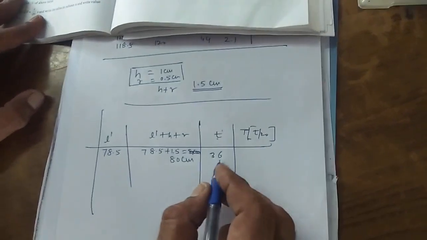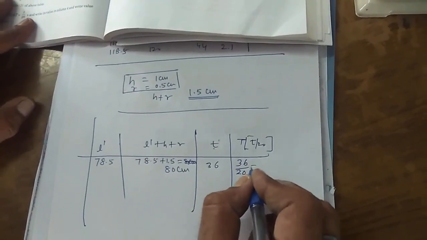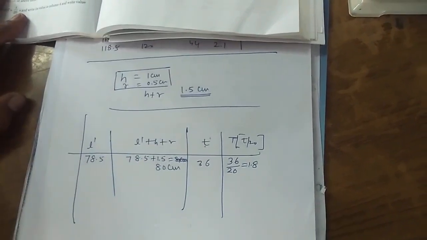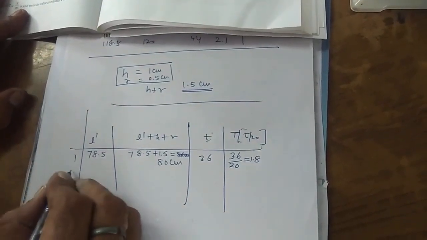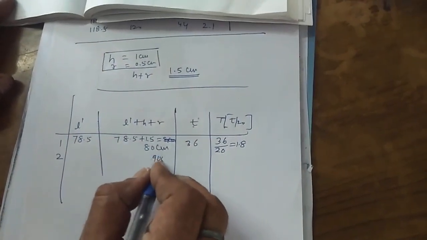Then this is the total time. To find the time period, 36 by 20, that is 1.8. Now we take the second observation. Now we will take the length 90 centimeter.